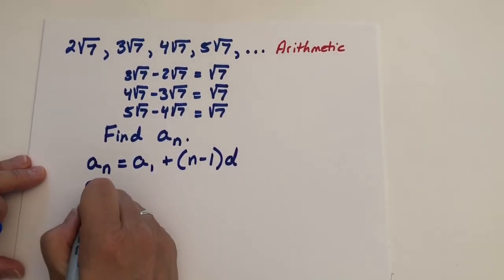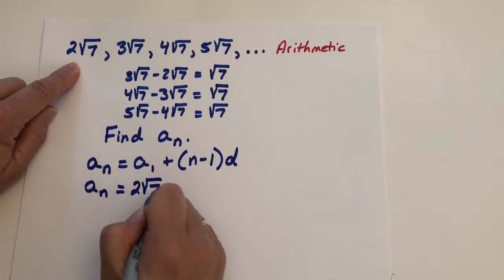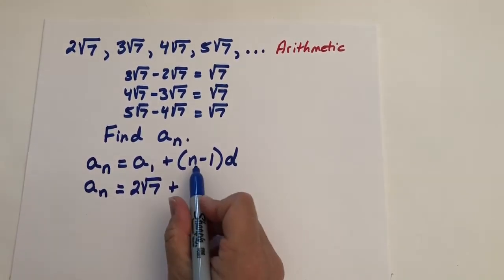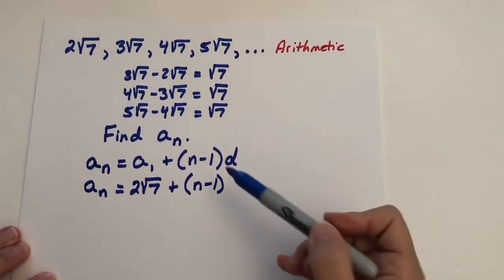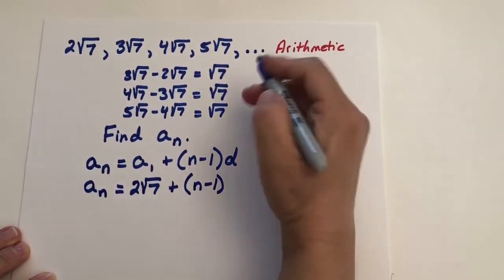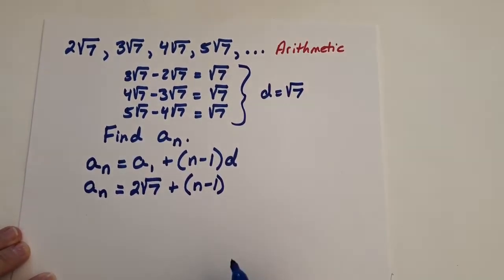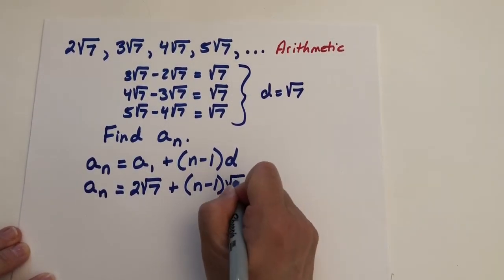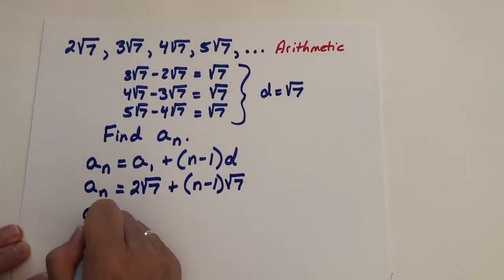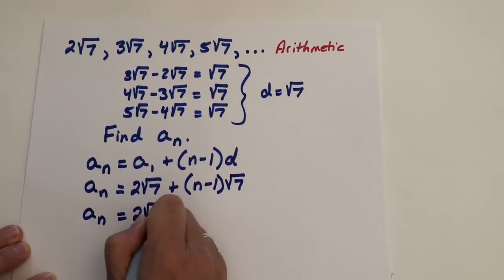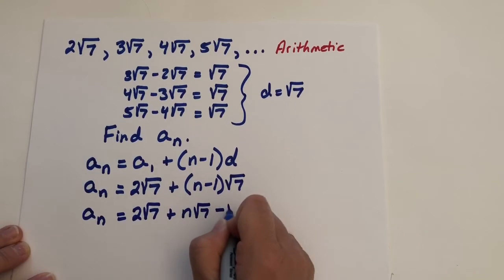So the nth term can be found by starting with the first term, which is 2 square root of 7, and adding in d n minus 1 times. So we'll leave the n minus 1, but we know d was equal to square root of 7. Right here, this tells us that d equals the square root of 7. So let's just put that square root of 7 right here. And I'm going to distribute that square root of 7. So we have a sub n equals 2 square root of 7 plus n square root of 7 minus the square root of 7.